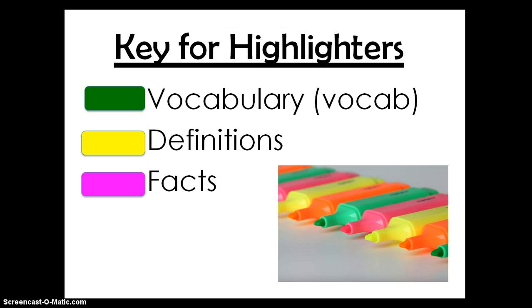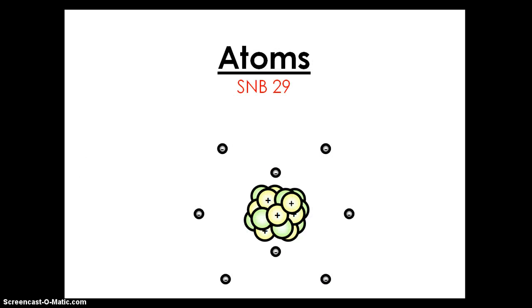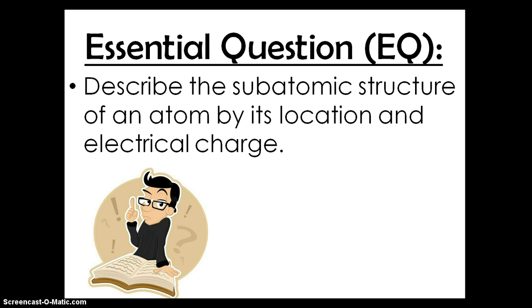You should have highlighters ready to highlight vocabulary, definitions, and facts. And page IP29 are your notes for the atom. Okay, so make sure you title them atoms so we know what notes they are. The essential question is to describe the subatomic structure of an atom by its location and electrical charge. Subatomic structure means the parts of the atom.